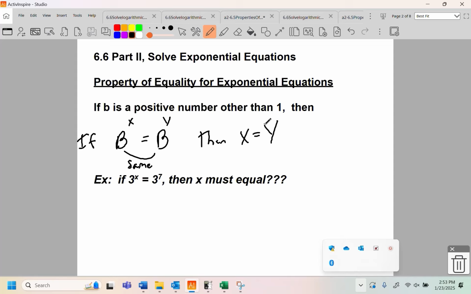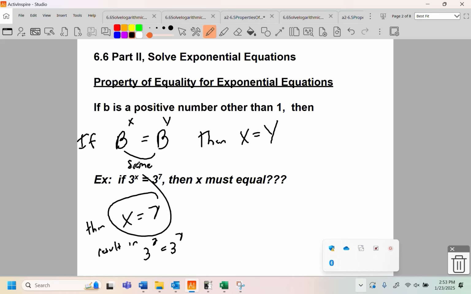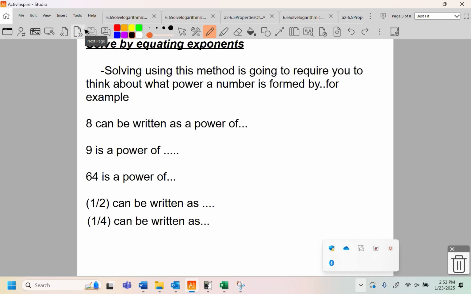It's a common sense theorem that turns into something much more difficult. But here's an example. If 3 to the x is 3 to the 7th, then x must equal 7, because this would result in 3 to the 7th equal to 3 to the 7th. So that's an easy one. It's not going to be that easy, though, because to do this you have to have some number sense.